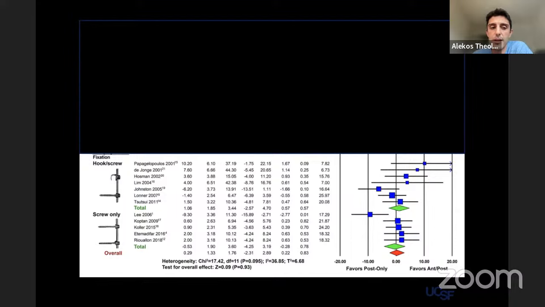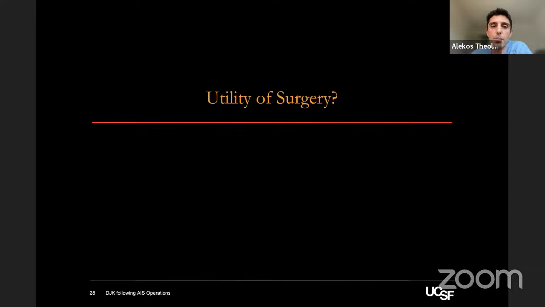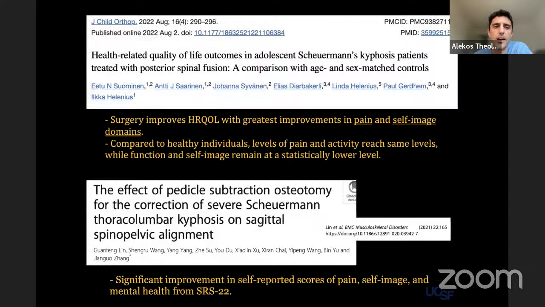So we talked about the types of surgeries. I think it's also important to touch upon the utility of surgery. If you look at these nice studies, these are focused on adolescents. This is not in the adult, but several studies have corroborated these findings, and surgery improves, irrespective of approach, health-related quality of life scores with the greatest improvements in pain and self-image domains, as well as the mental health on the SRS 22 scoring system.